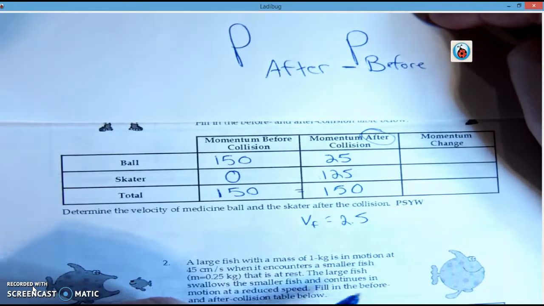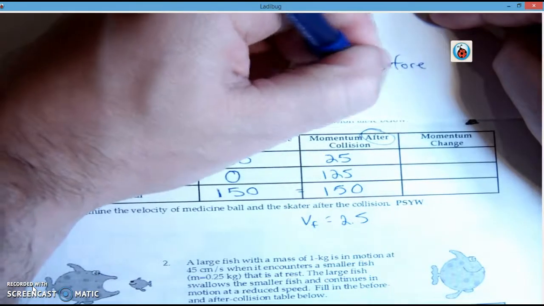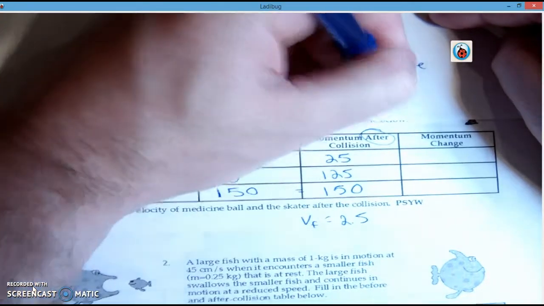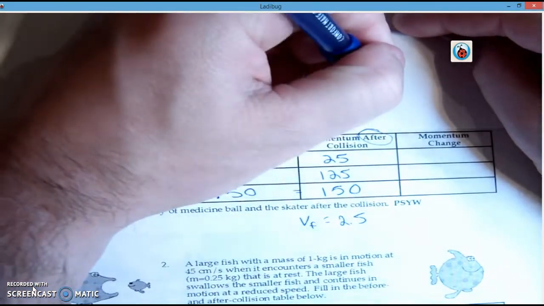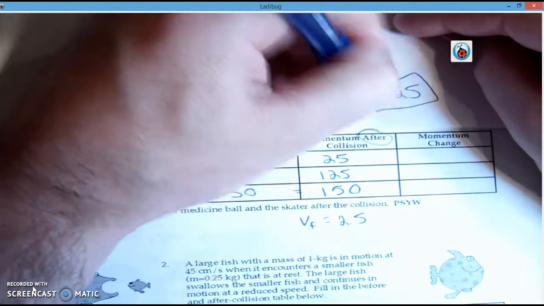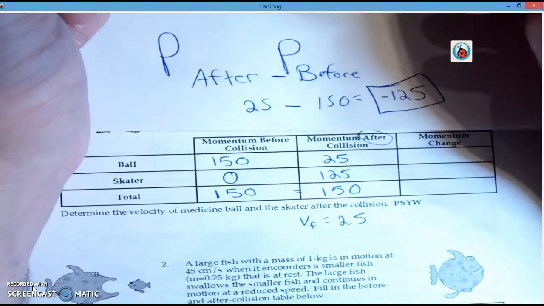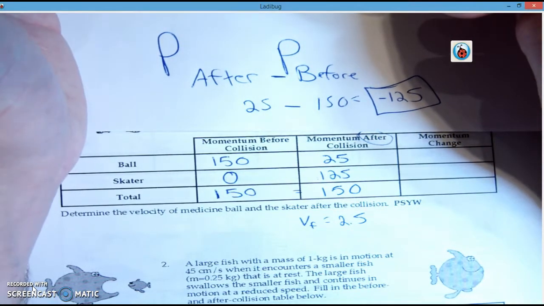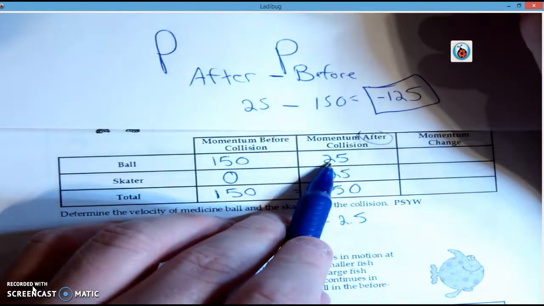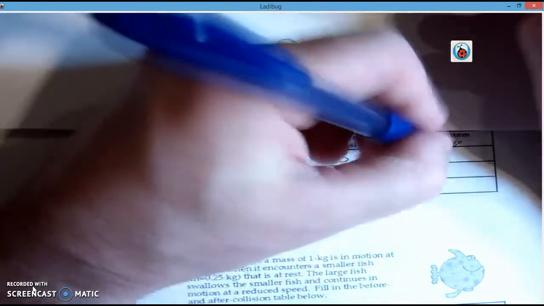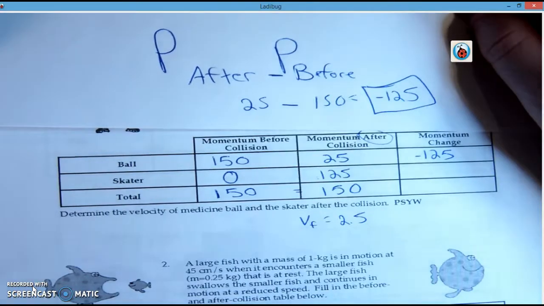So with that being said, the ball's momentum after, 25, minus before, 150, equals negative 125. Make sense? Because you got to think about it. The ball got thrown, and when it hit something, it slowed down a lot, right? It didn't stop all the way because it still has a little bit of momentum, but it slowed down quite a bit. So that means the change is negative 125, right?